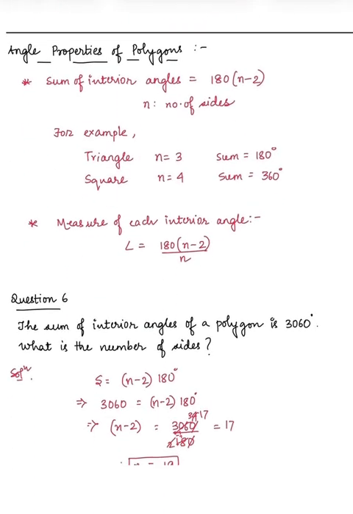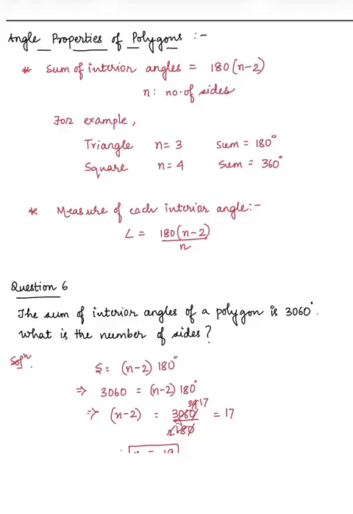Now moving on to the angle property of a polygon. So polygons are any n-sided figures. You can consider them to be a triangle, which is 3-sided, a square, which is 4-sided, then a hexagon, which is 6-sided, or a heptagon, which is 7-sided. It can be n sides. So the sum of the interior angles of a polygon is 180 degree into n minus 2, where n is the number of sides.